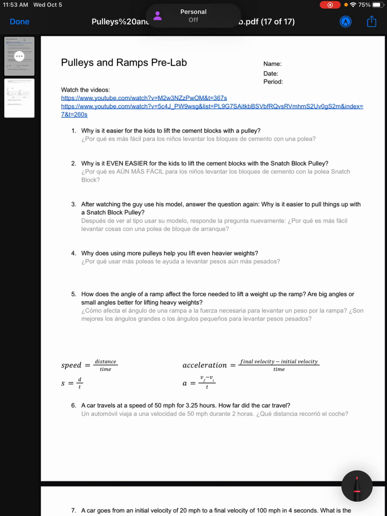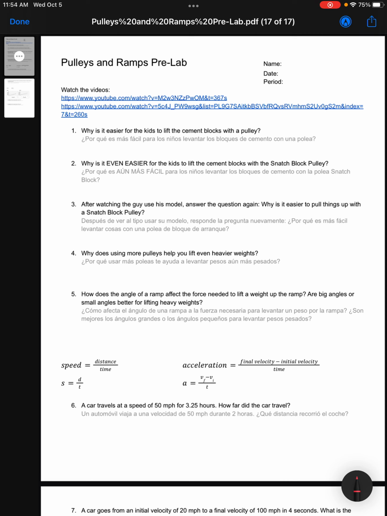Hello class. So today I'm going to help you study for your first quiz, and the quiz is going to be on questions 6 to 9 of this pulleys and ramps pre-lab assignment. So if you can answer those questions, then you'll be prepared for the quiz, and you're allowed to use your notes for the quiz. And the quiz is going to be on paper. Okay, so let's get started.